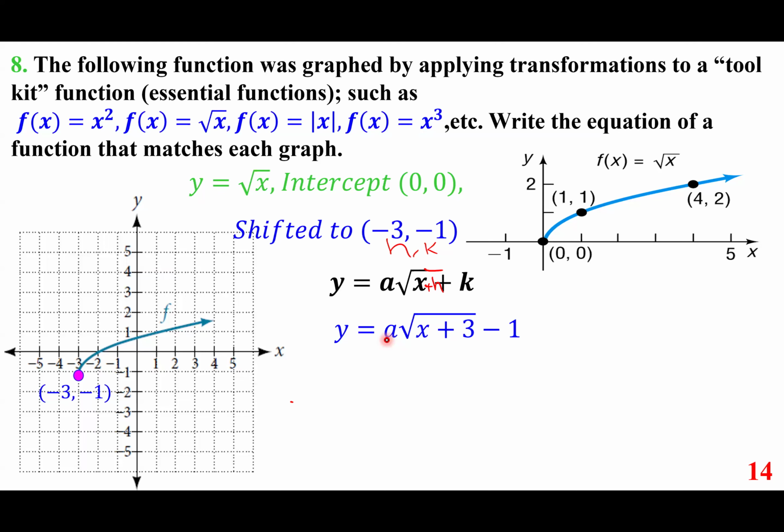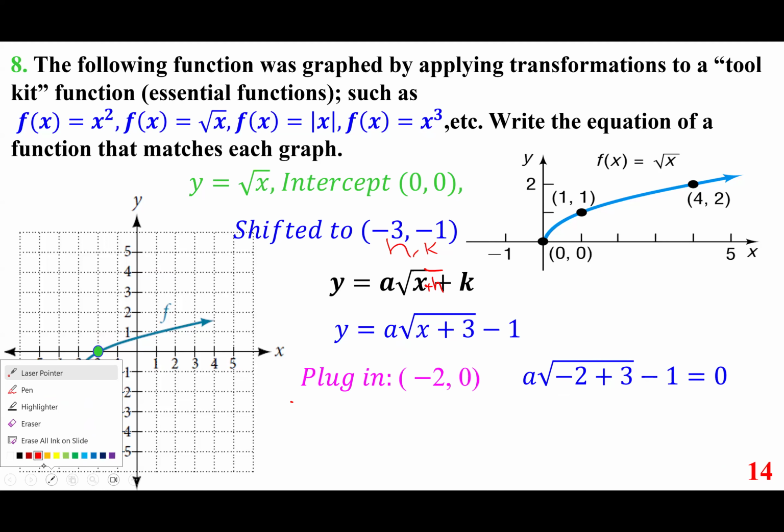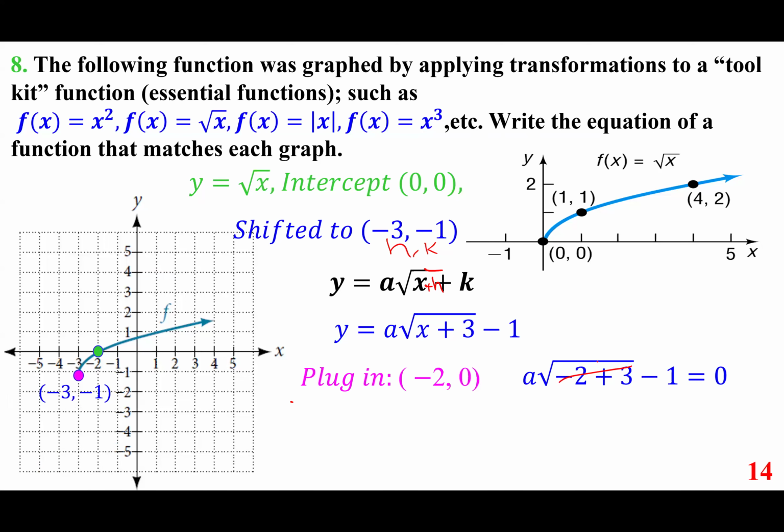So all we have to do is pick a pair, and always go with an easy one that you can come up with. Obviously, this is an easy point with coordinates -2, 0. So replace the x with -2. The result, y or f of x, must be 0. So this is 1, comes out as 1, a minus 1 is 0, and a becomes 1. If a becomes 1, here's the final answer, everybody.